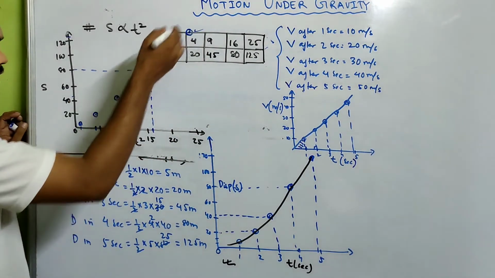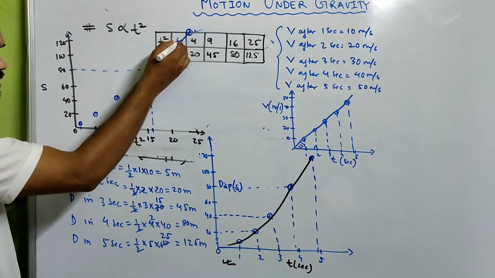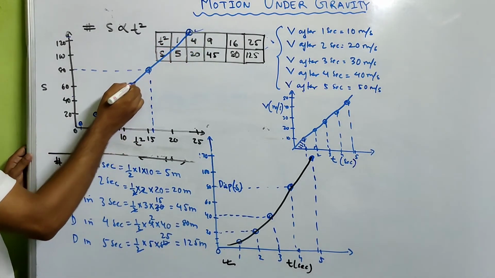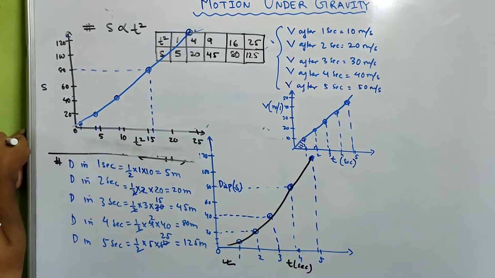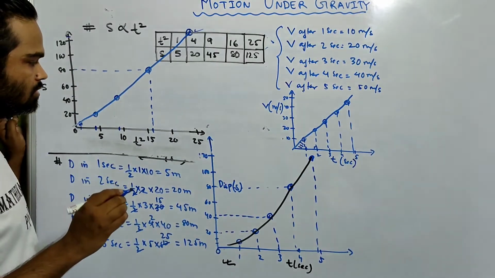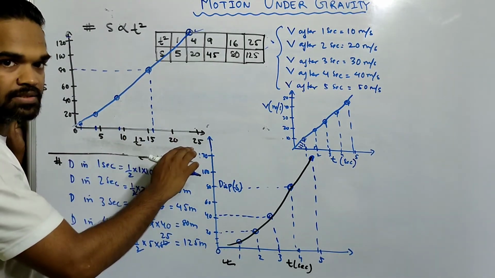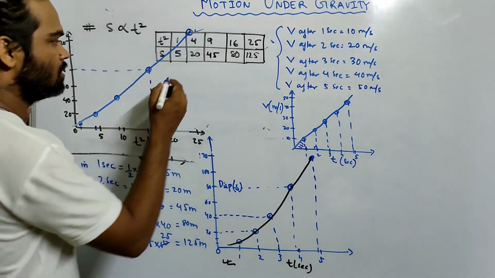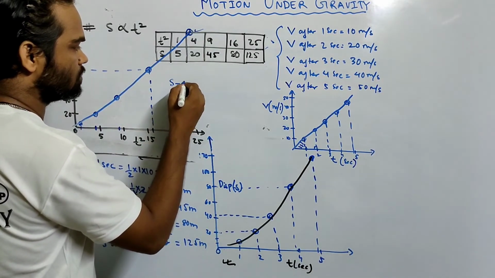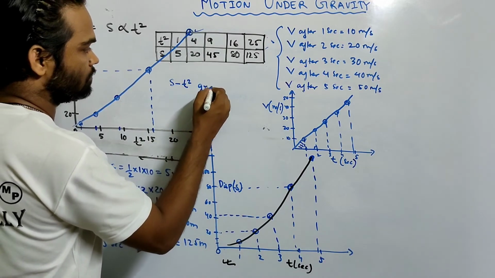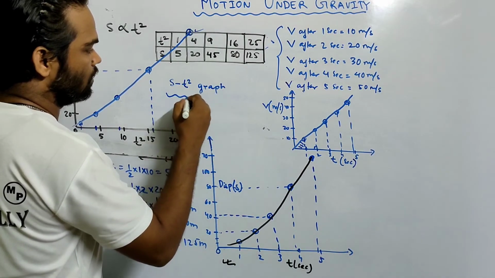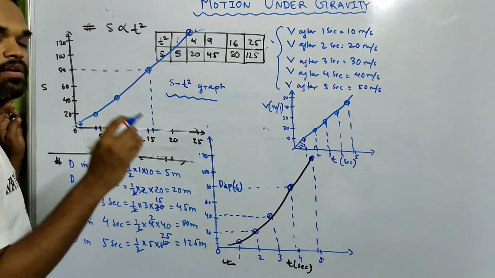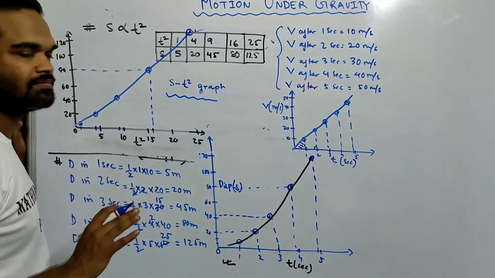Okay? If you join these, you get a straight line inclined to the x-axis at a certain angle. Isn't this the S versus t square graph for a body falling freely under gravity?